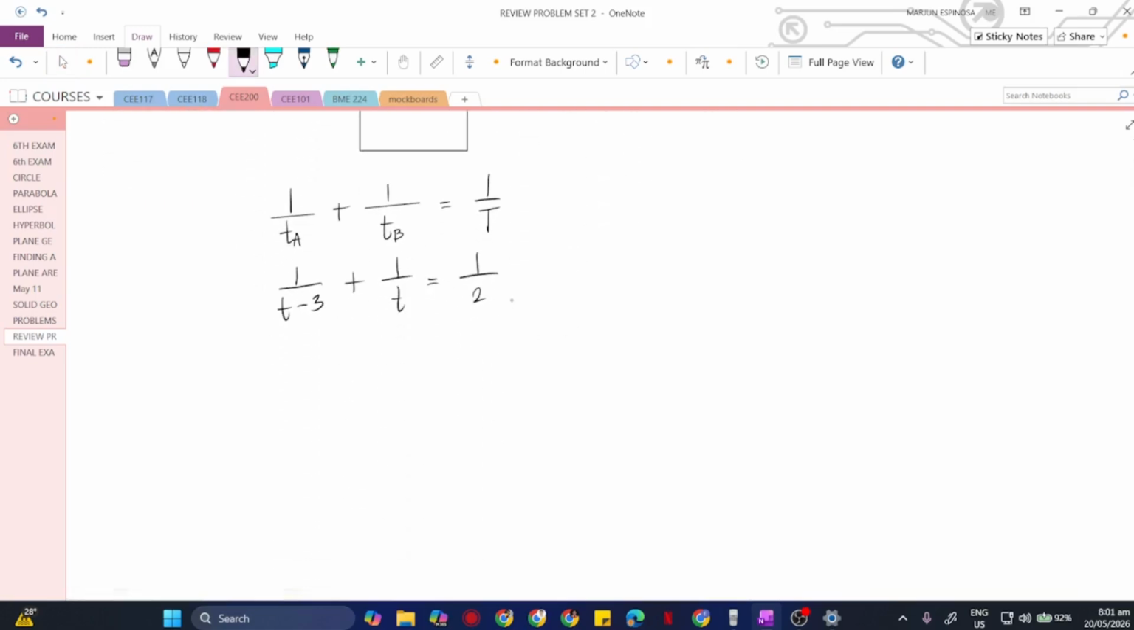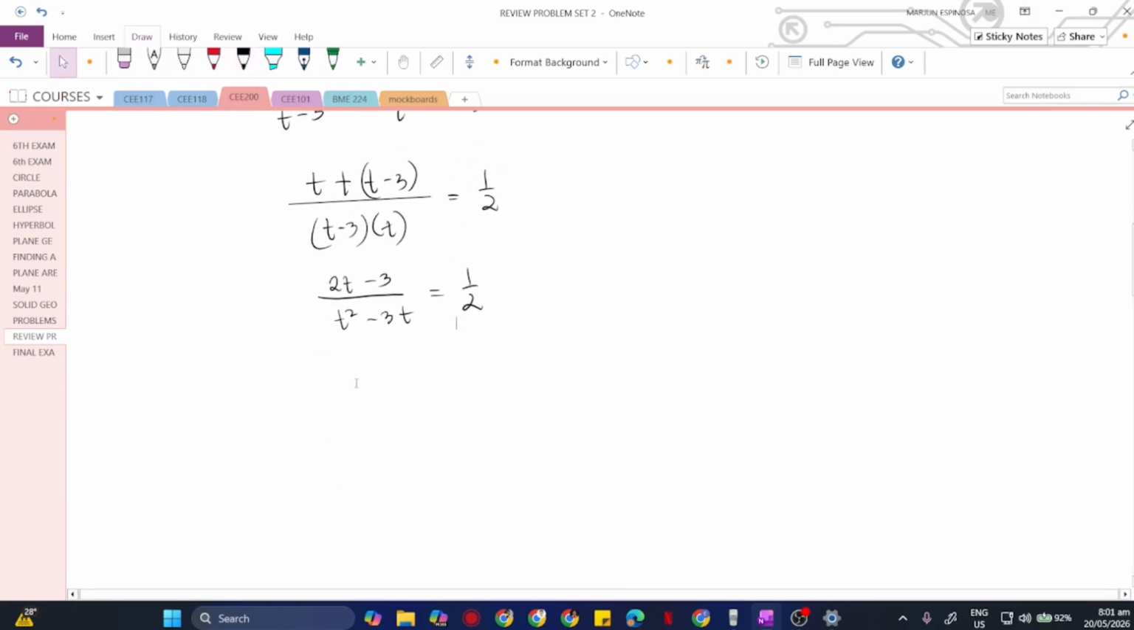So what we can do is to get the LCD of this, that is T minus 3 times T. Then we have here T plus T minus 3 is equivalent to 1/2. And then we have here T plus T, or that will become 2T minus 3, over T squared minus 3T, okay? Equivalent to 1/2. Then simplify lang natin to.